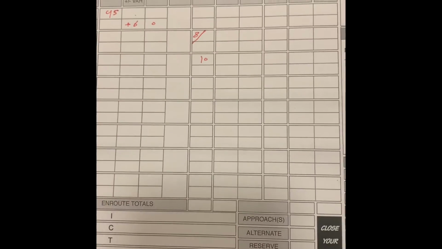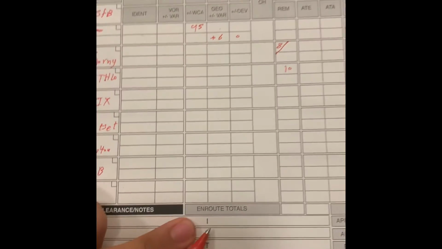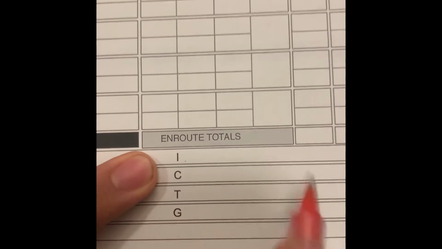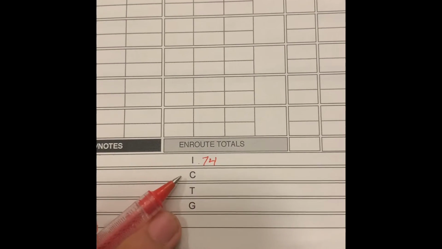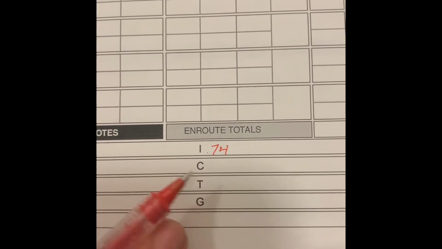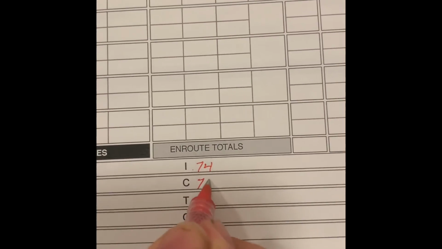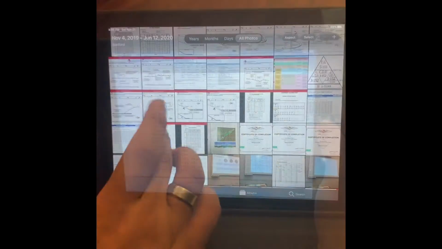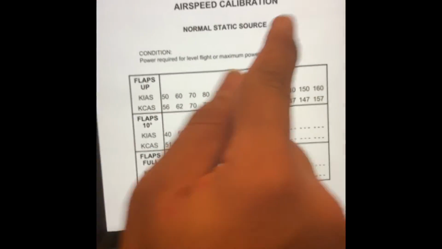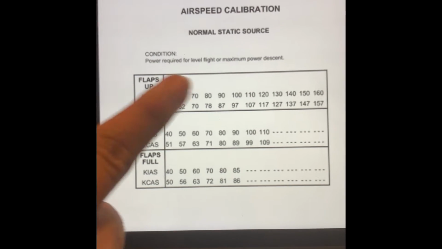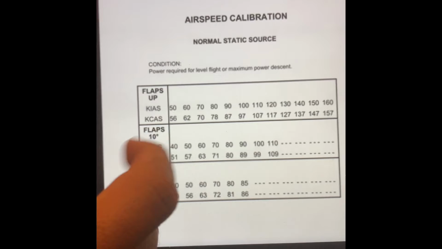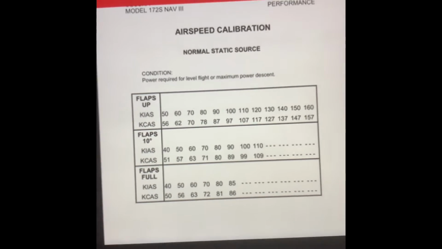So our VY for our airplane here, we're gonna put 74 on the indicated airspeed, 74 knots, and calibrated airspeed is about 73. And as explained yesterday on our performance, airspeed calibration we're gonna find on the POH on the performance chart. So we have flap 0 between 70 to 80, it's 70 and 78, which is not a big difference. So we're gonna put about 73.